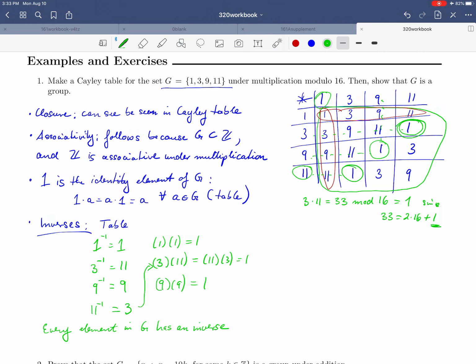We had to check 4 things. We had to show that our group was closed under the operation. We had closure. We had to show associativity. We had to show the existence of an identity. And we had to demonstrate that every element had an inverse. And that together tells us that our set under multiplication mod 16 is a group.